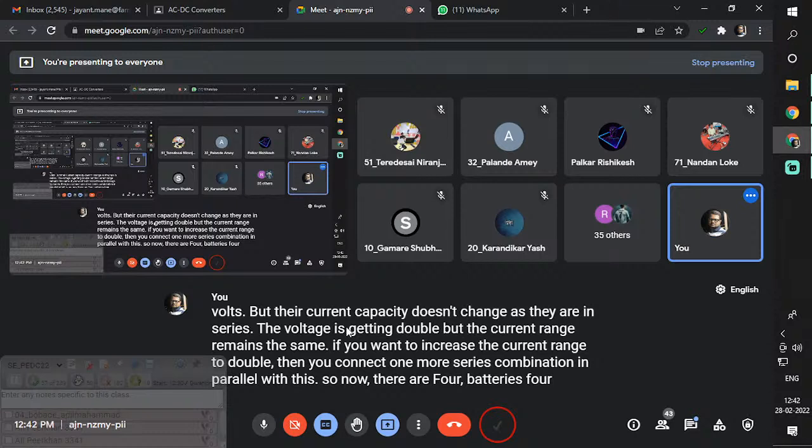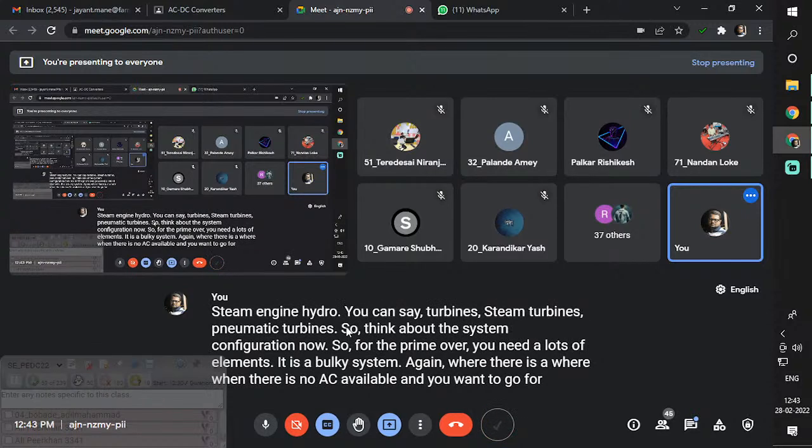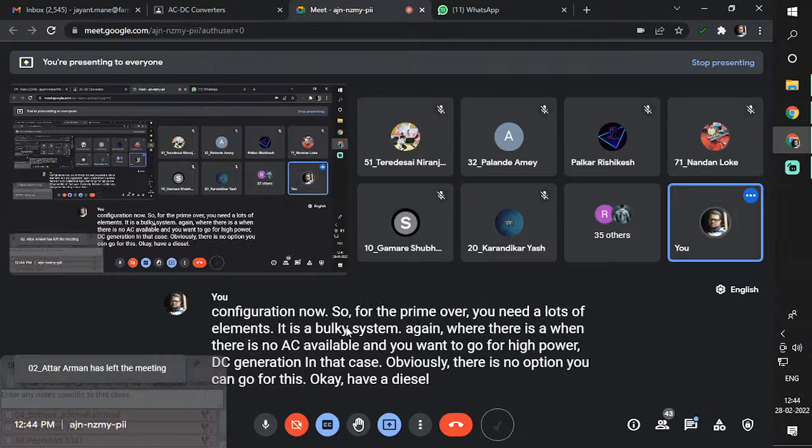Again, when there is no AC available and you want to go for high power DC generation, in that case obviously there is no option. You can go for this. Okay, have a diesel generator. That means diesel engine coupled to a DC generator. So you can have this combination.